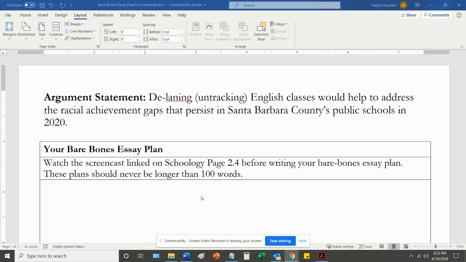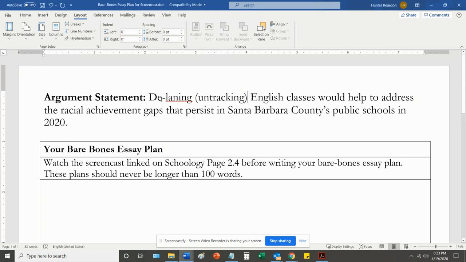I'd like to just walk you through a quick example of how to put together a bare bones essay plan, and that you should make sure you have before you actually start looking at the sources you'll be using in your essay, and before you actually start doing your research.